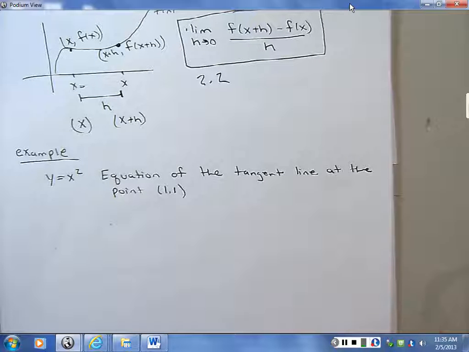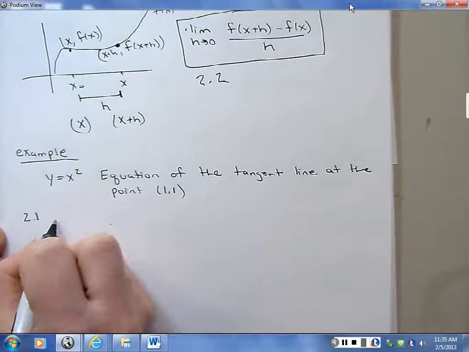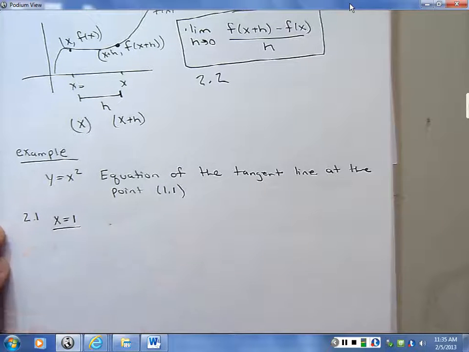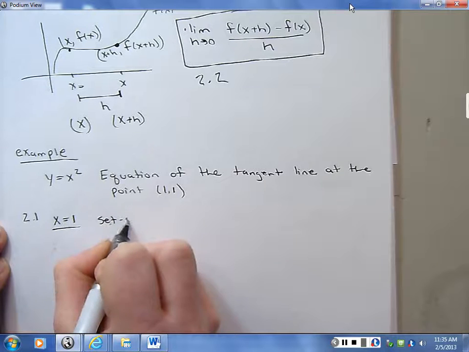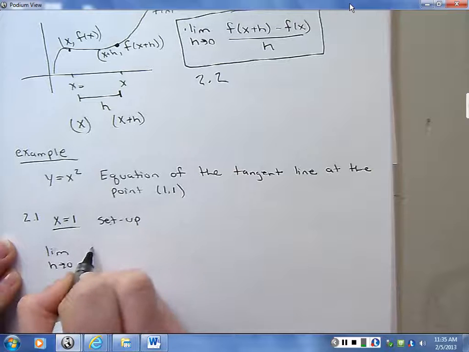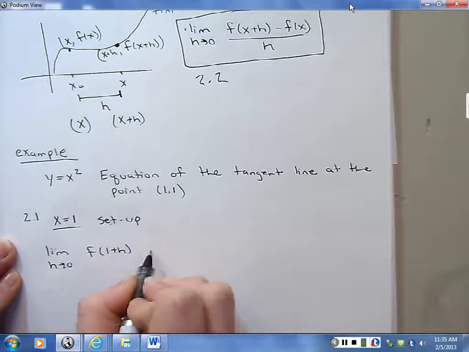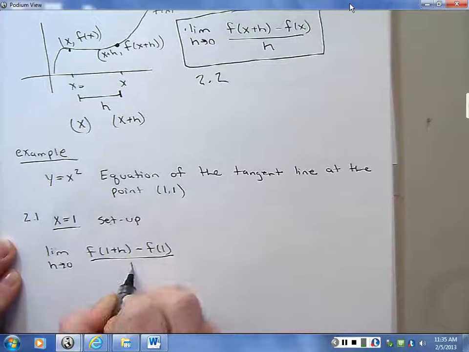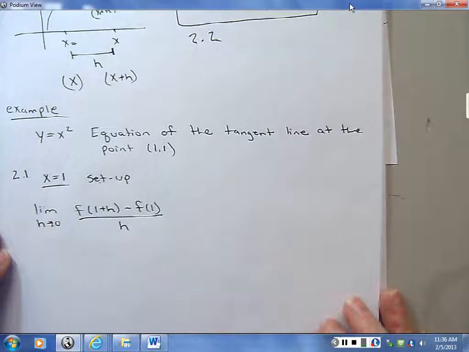Setting up, let's pretend we have a slope of a secant line. This point's (1, 1). This point's x comma x squared, because if I put in an x, I get out an x squared. And then we did the change in y over the change in x and factored that out. We're going to do something very similar. In 2.1, we're going to use the fact that x is 1 in our setup. So if I take the limit as h goes to 0 of f of 1 plus h minus f of 1 over h, this is going to give me the slope at x equals 1.